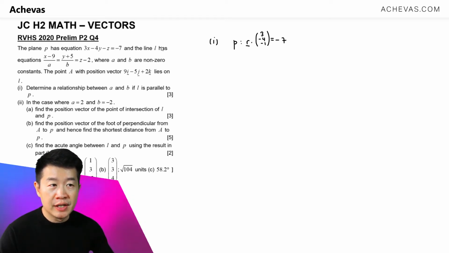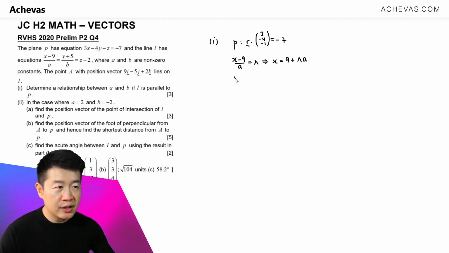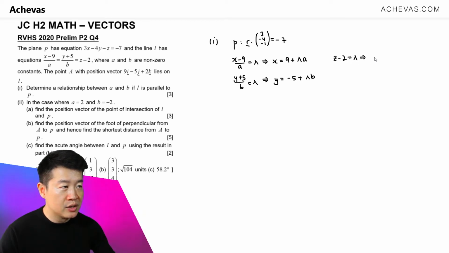We will also want to convert the equation of the line from the Cartesian form to the vector form. So I'm going to be letting (x - 9)/a be equal to lambda, which means that x is going to be equal to 9 + lambda a. I'm going to let (y + 5)/b be equal to lambda. So y is equal to -5 + lambda b. And as for z - 2, I'll let this be equal to lambda. So z is just simply going to be 2 + lambda.